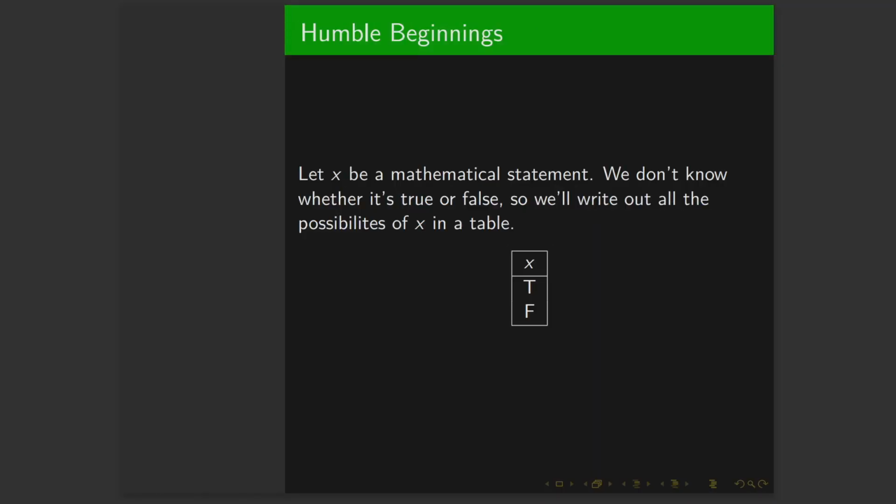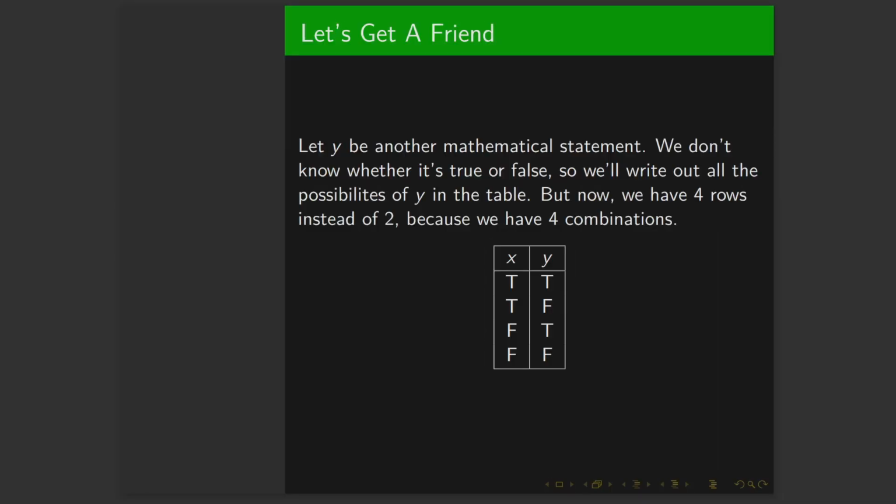We'll let x be a mathematical statement. It doesn't matter what it is, it can be any mathematical statement. And we don't know whether it's true or false, so we'll write out the possibilities of x in the table. But right now there's only one column. Ideally, you'd have multiple columns to the right, and then it would depend on what the value of x is. But before we add another column with anything related to x, let's add in another column related to y. So y is another mathematical statement. And once again, we don't know whether this is true or false. We'll have to write out all the possibilities of y in the table.